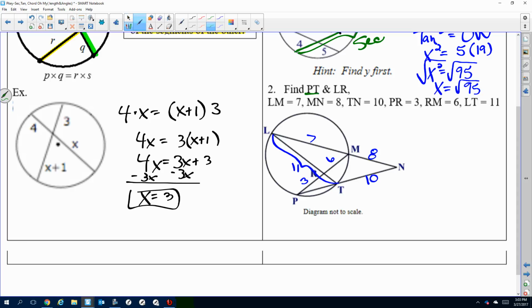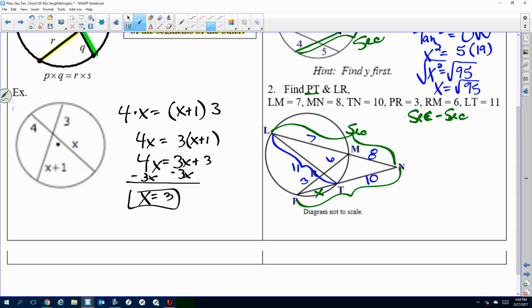Starting out with PT, I'm going to put an X there. I'm going to use a different variable for LR though, guys, so I don't get mixed up. So you have to determine which parts you could use to find PT. Which rule? Do I have a tangent? No, I don't have a tangent. Secant. Where's one of the secants? LN is the secant. Where's the other secant? Yes, PN.